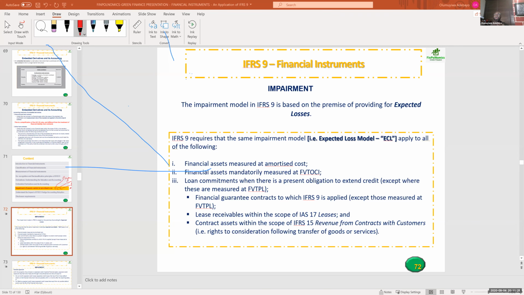But all other financial assets can be subjected to impairment under the ECL model, IFRS 9. They include financial assets that are measured at amortized cost. They include financial assets that are measured at fair value through other comprehensive income. But you have to be careful about that when it comes to equity.